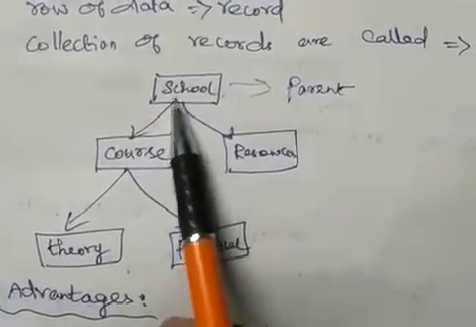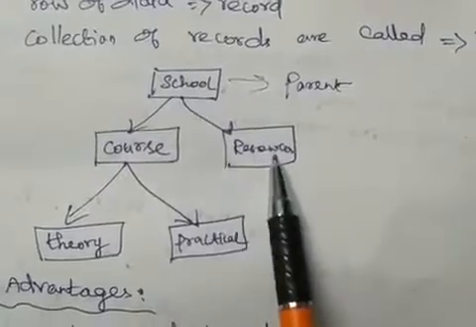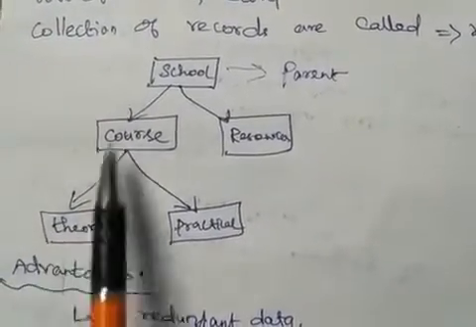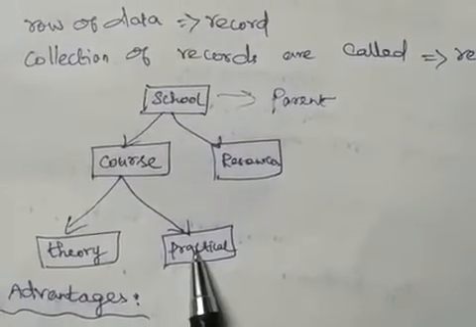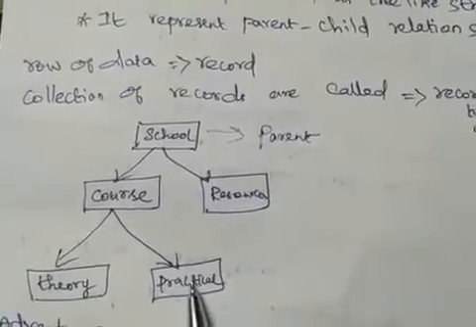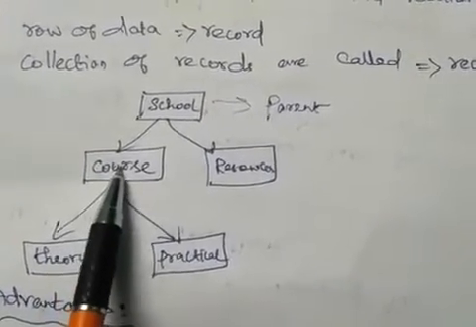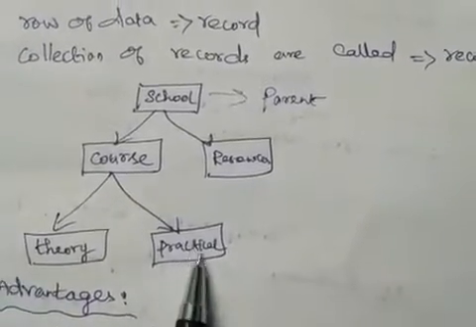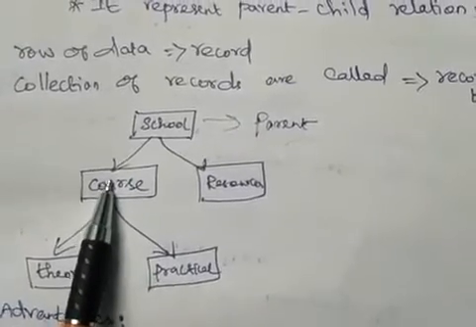In the school, on one side we have the courses and on the other the resources available in the school. The courses may be either theory courses or practical courses. These are the children. Every child record or any data taken from this database is related with the parent database. Any record in the child database must have a relationship with the parent database.